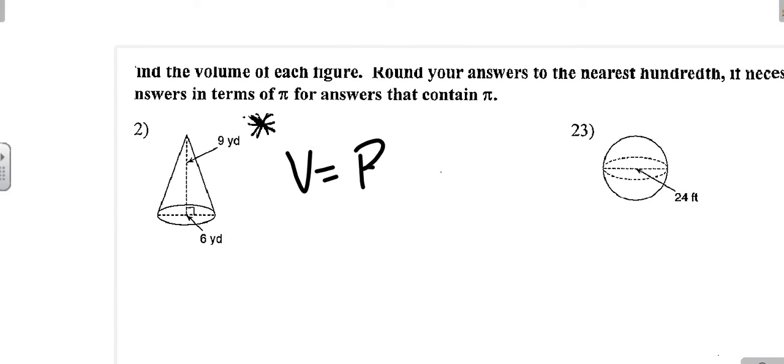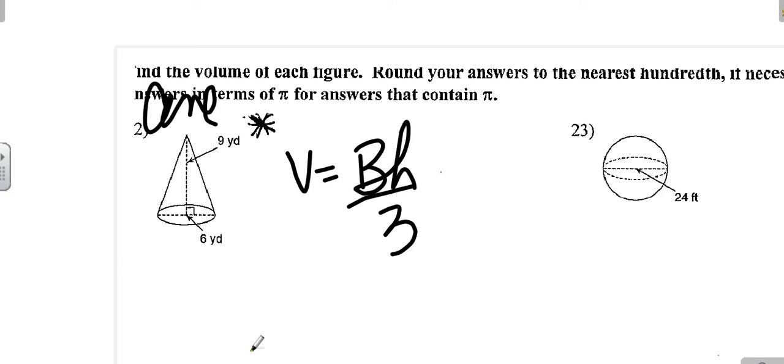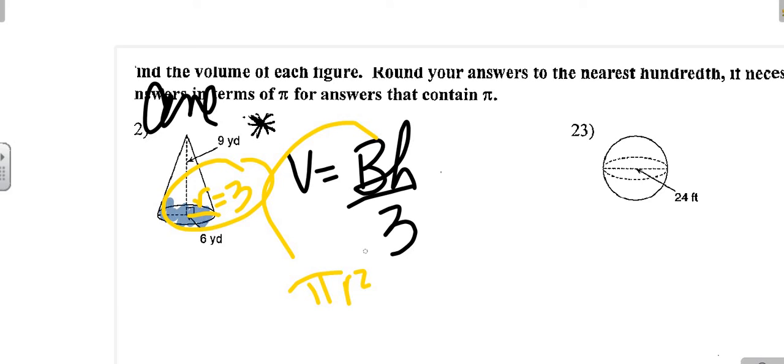Volume equals base times height over 3. We have a cone here. Shade your base. It's a circle. Watch out there. 6 is the diameter. It means our radius is 3. So our base is pi r squared, 3 squared, pi times our height, which is 9 over 3.